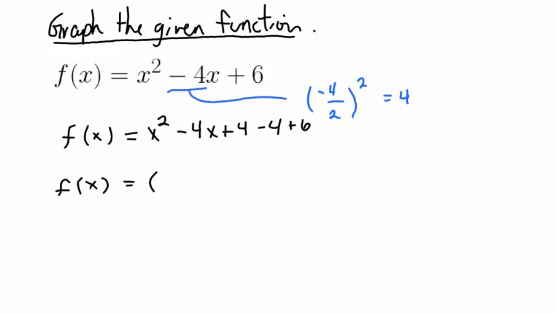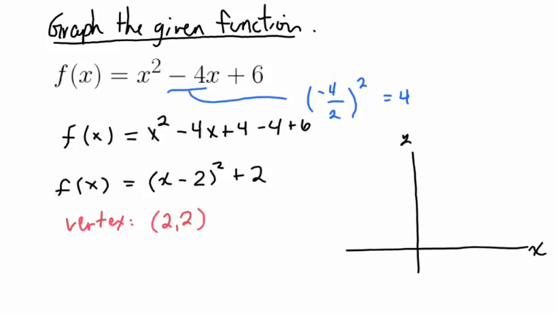Our first three terms are going to factor into (x - 2)². And then we have -4 plus 6, which is 2. This tells us that the vertex of the parabola must be at the point (2, 2). So we can go ahead and plot that vertex here on the xy plane.